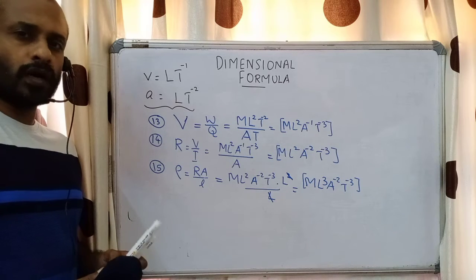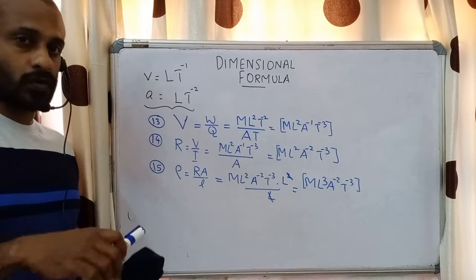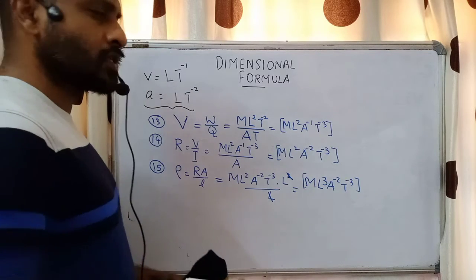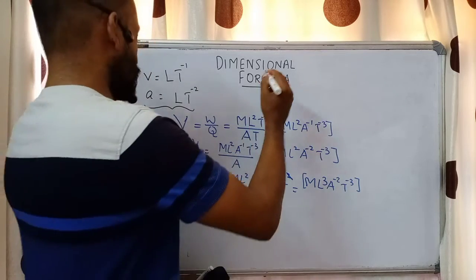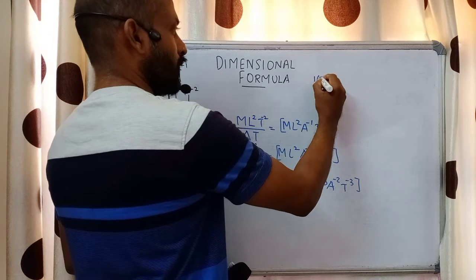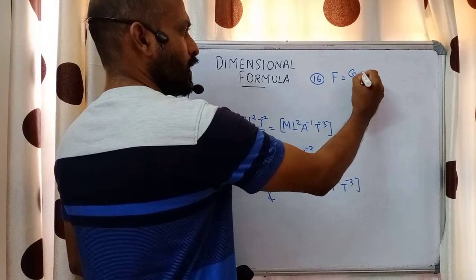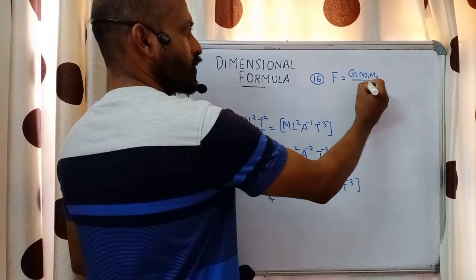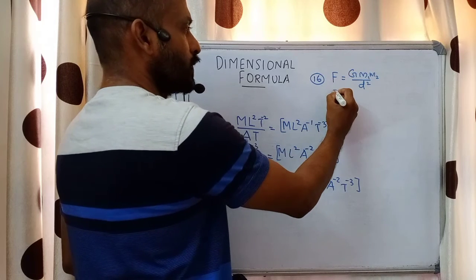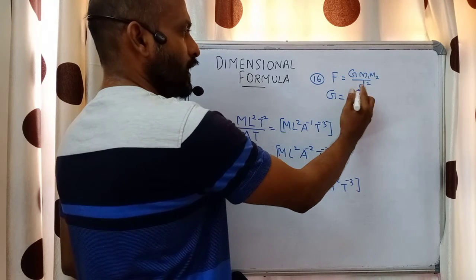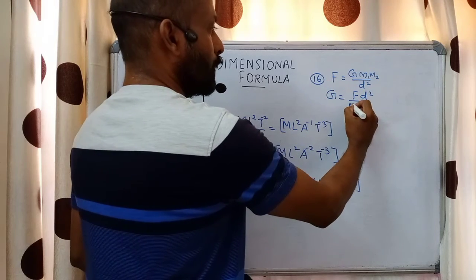Now we can see a few constants. Dimension formula of a few constants. We will start with the gravitational constant. So gravitational constant you have learned in 9th standard. Capital G is the gravitational constant. So we can write as 14th, the gravitational constant capital G. What is the equation? We have seen the equation F is equal to G m1 m2 by d square, the universal gravitational force equation. So what is G from this? G is equal to F into d square, force into distance square, divided by m1 m2.